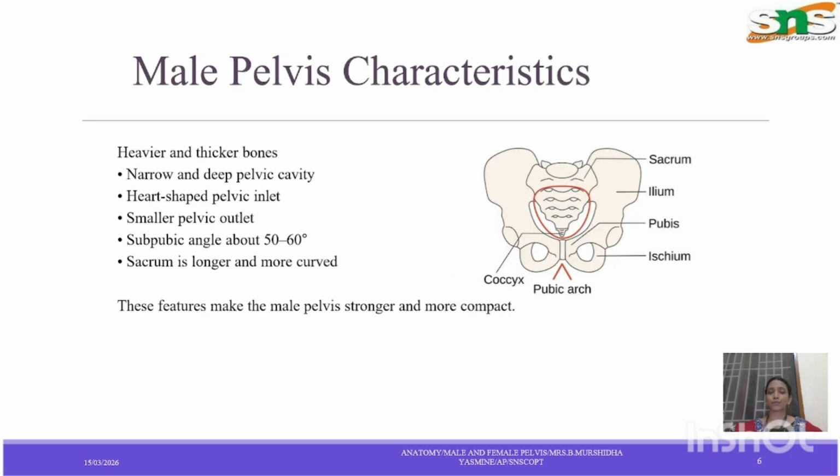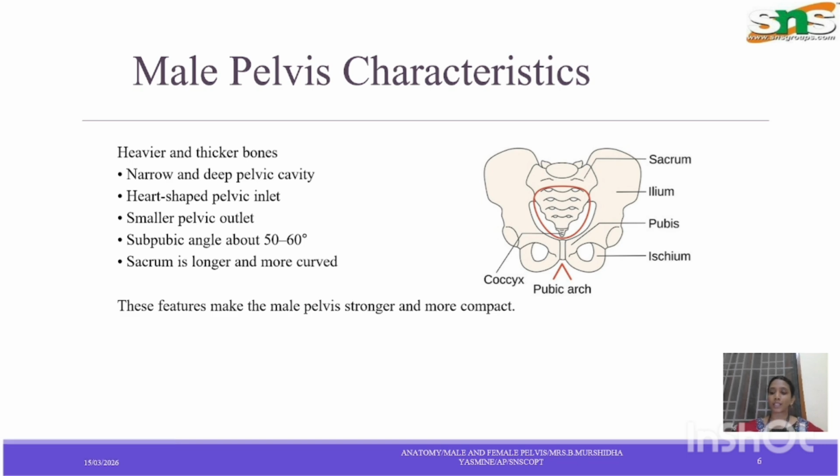Male pelvis characteristics. We need to know the difference between the male and female pelvis, so we'll discuss the male pelvis first. It is a heavier and thicker bone compared to the female bone, and the pelvic cavity is narrow and deep. If you draw an imaginary line, you can see a heart-shaped pelvic inlet. The pelvic outlet is smaller compared to the female pelvis. The subpubic angle is 50 to 60 degrees. The sacrum is longer and more curved. These features make the male pelvis stronger and more compact.